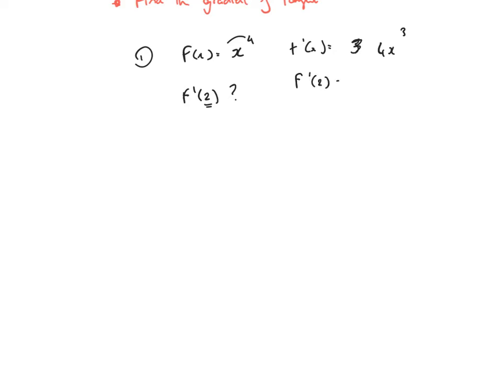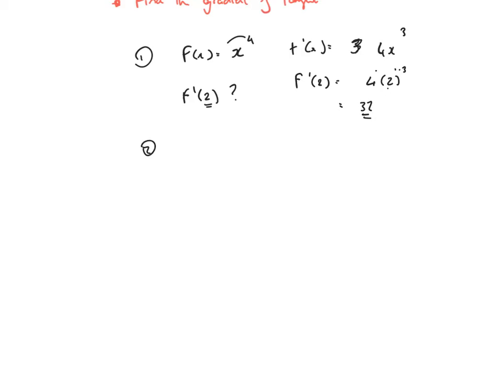Well, f dash 2 then is 4 lots of 2 cubed. 2 cubed is 8, because 2 times 2 times 2 is 8, and then 8 4s are 32. The final answer is 32.